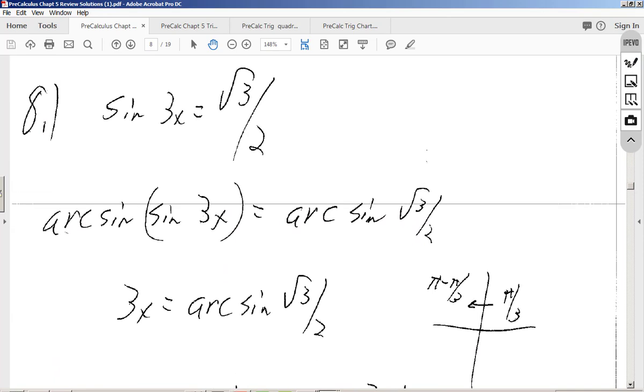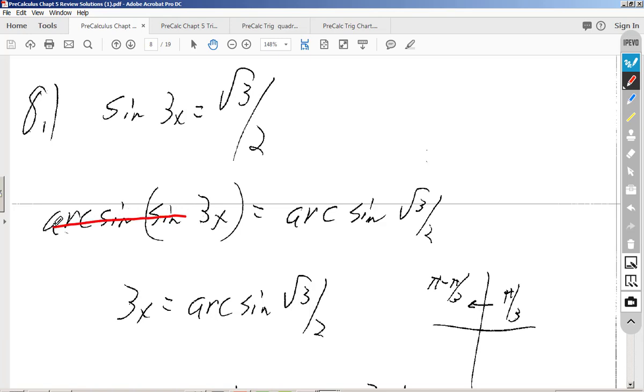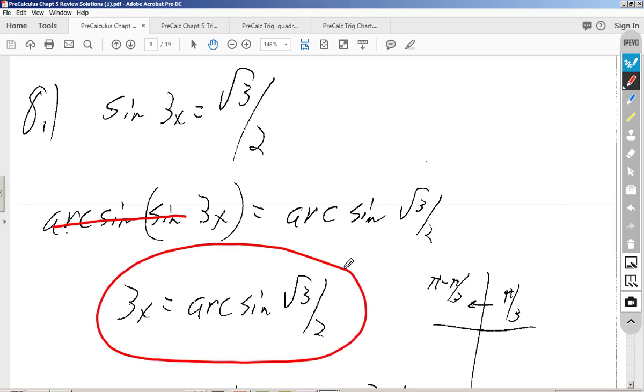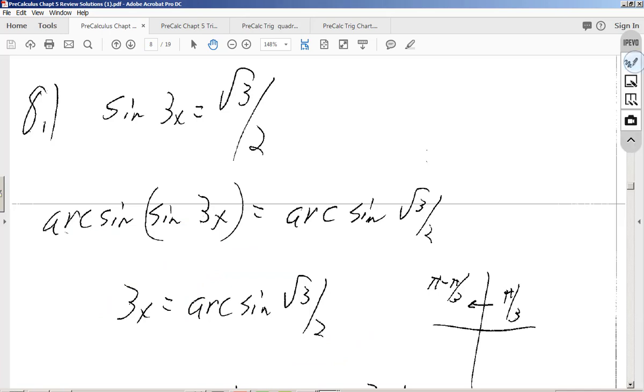Okay, number 8. It says I've got the sine of 3x equals the square root of 3 over 2. So again, the directions say find all solutions of the equation. Notice I arc sine both sides, so that'll cross out. And I'm left with 3x equals the arc sine of the square root of 3 over 2. Now before I divide by 3, I need to find this answer right here of the arc sine of the square root of 3 over 2. So that means I'm going to have to go to my chart and find that answer.